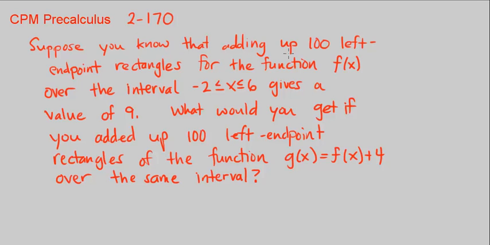Suppose that you know that adding up 100 left endpoint rectangles for the function f of x over the interval -2 to 6 gives a value of 9. So we know that we can estimate the area between our function and the x-axis from -2 to 6, and that gives us 9 using 100 rectangles.